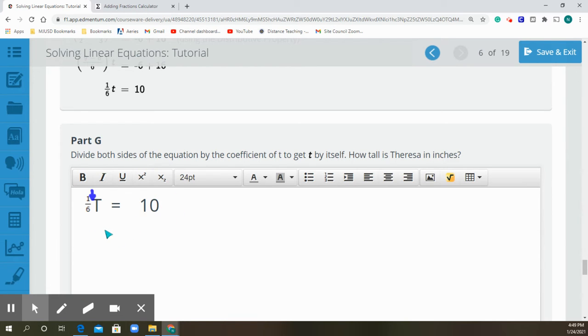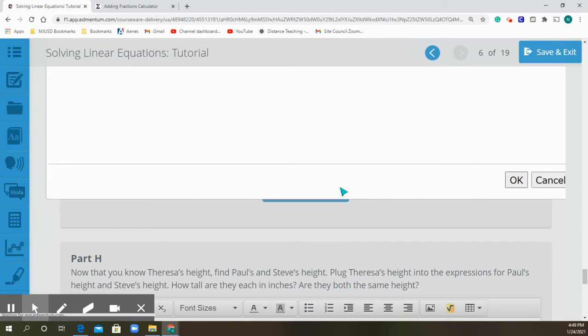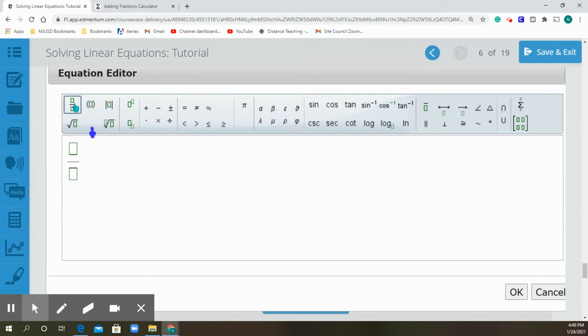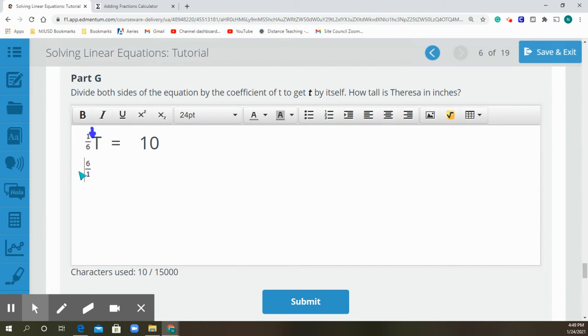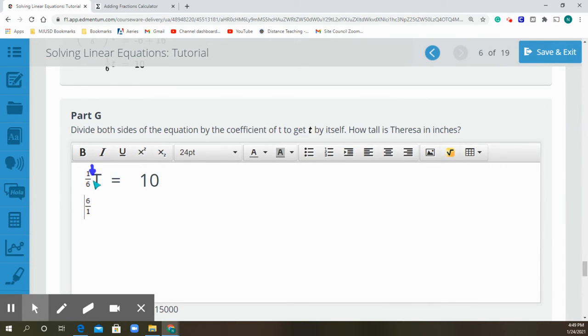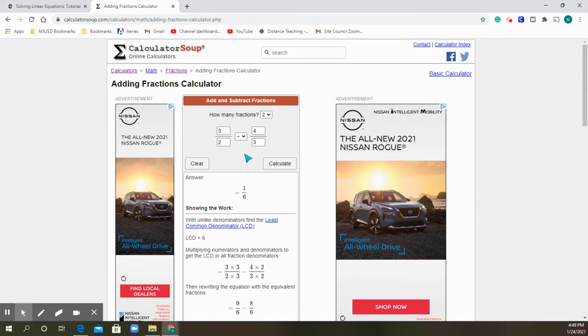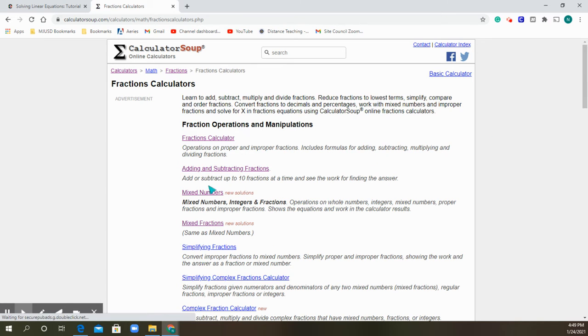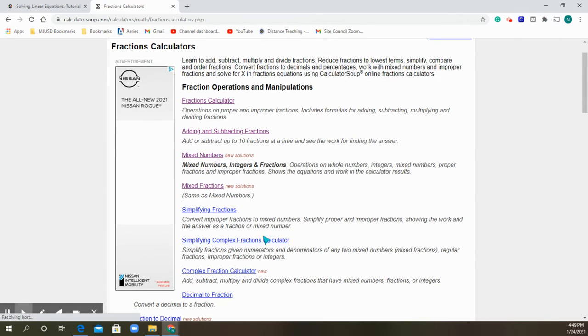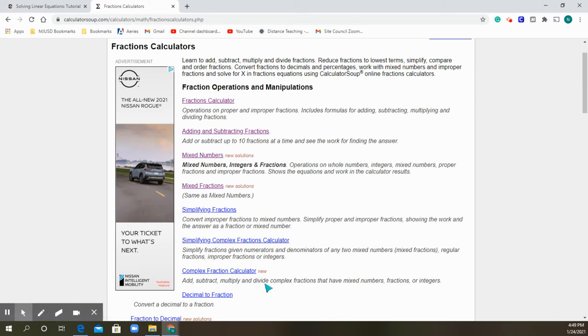I don't know how to make that much clearer, but let's use our equation editor here. And 6 over 1. Okay. So in order to get rid of this multiplication 1 over 6, we're going to divide by 1 over 6, which is the same as multiplying by 6 over 1. I know, it's weird. But we can even go back to this fractions calculator, and instead of adding fractions, we could do complex fraction calculator, multiply and divide.